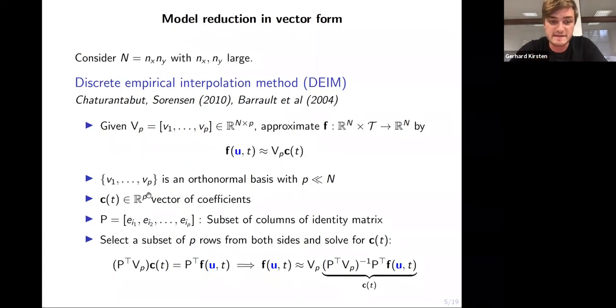Of course, c of t is now in R^p, which is much smaller than N, but the function f is still evaluated at all the entries of the long vector u. But since we assumed that the function f is evaluated element-wise at the entries of u, we can take the P inside here and just evaluate it at these selected rows. So you're evaluating the function at just p entries instead of big N. What remains to be done is how to determine this orthonormal basis and how to select the interpolation indices. We first look at the orthonormal basis, which is done by the proper orthogonal decomposition, or POD.